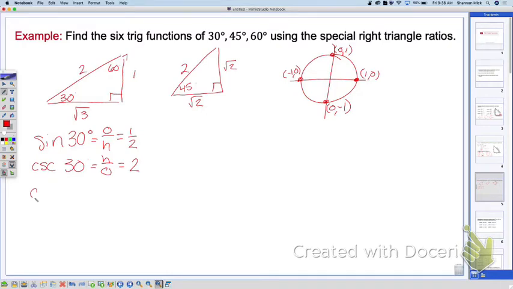Cosine of 30. Adjacent over hypotenuse. Square root of 3 over 2.